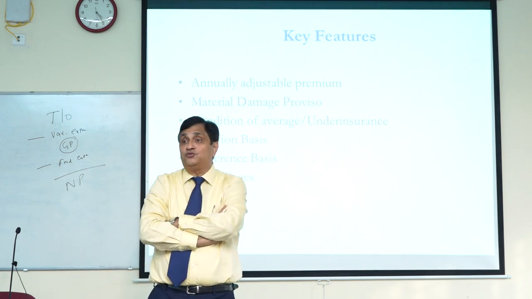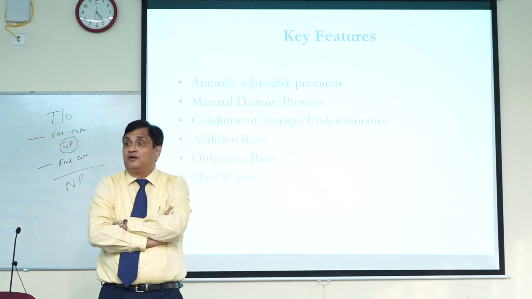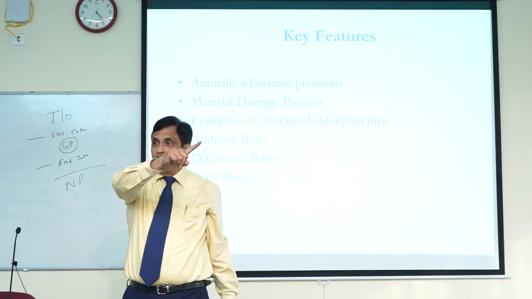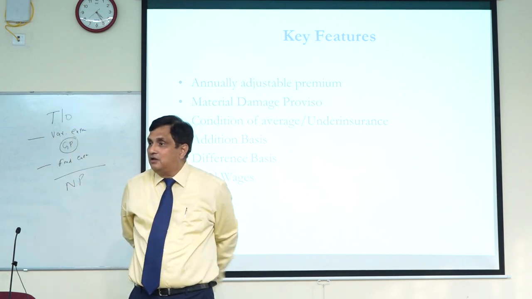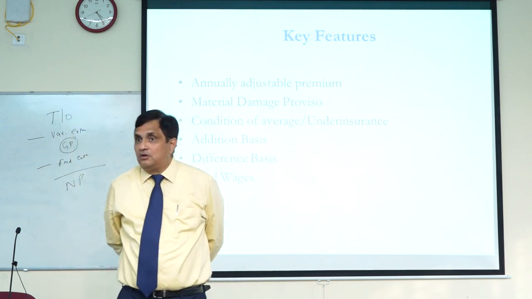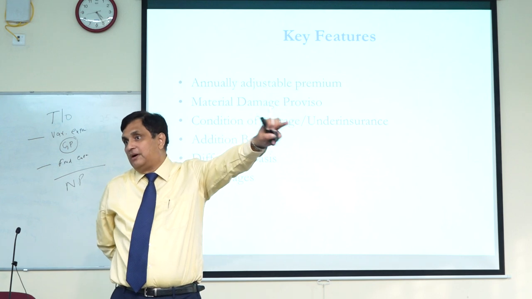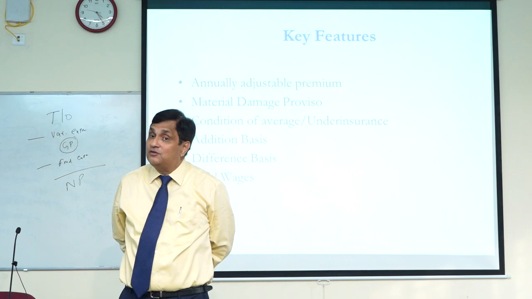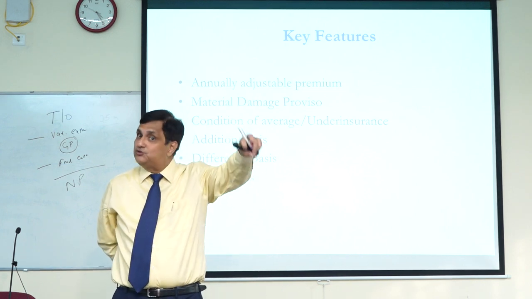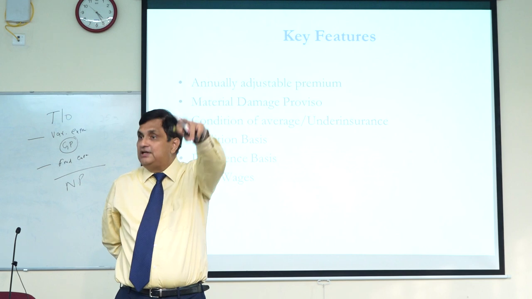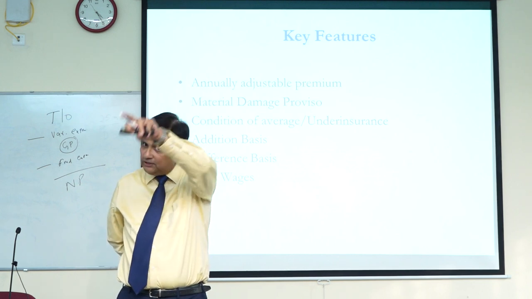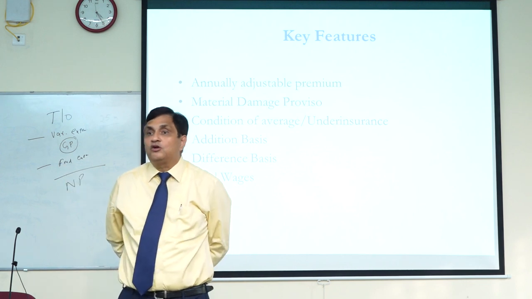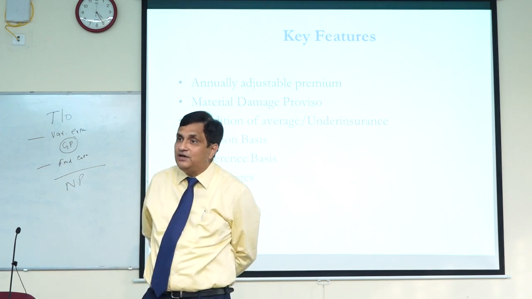There's a material damage requirement also, very, very important, which says that unless you have a material damage loss, your loss of profits policy will not trigger. You cannot have no material damage loss but a loss of profits policy. That means one of the insured perils should act in a material damage that should lead to a loss of turnover, that should lead to a loss of gross profit, then only I am covering it. If because of some other reason your gross profit is coming down, I am not liable for it, I am not going to pay.